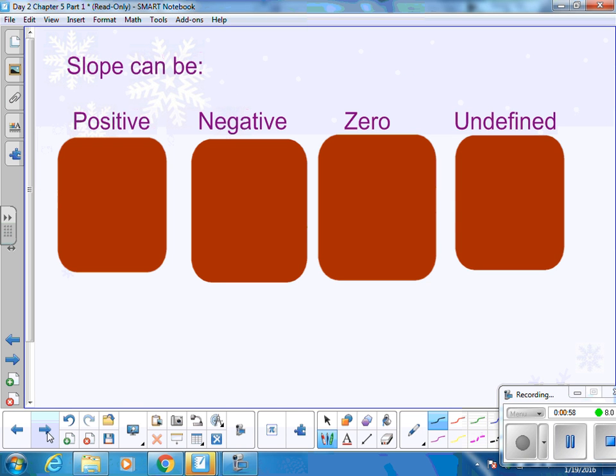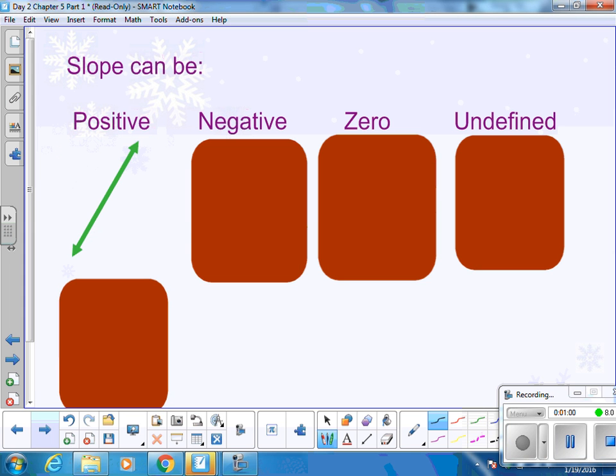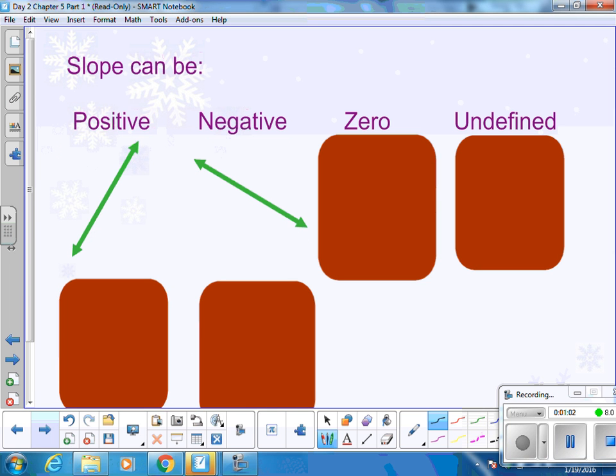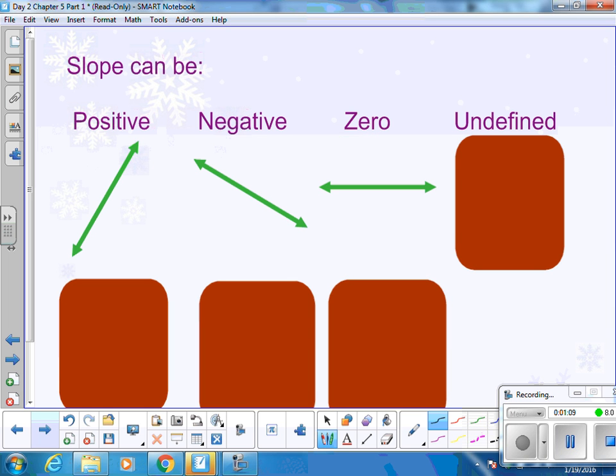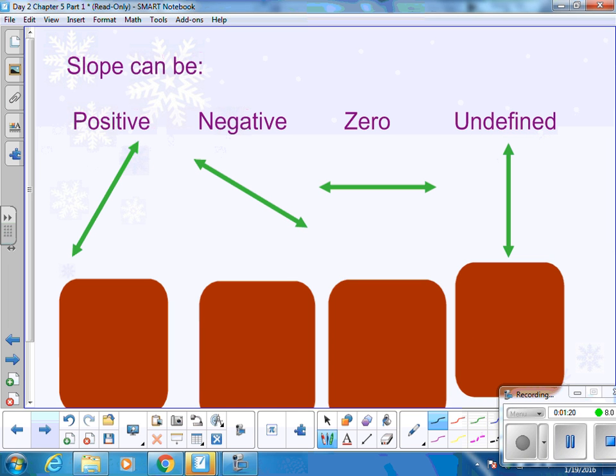Slope can be both. It can be positive, going up. Slope can be negative. As the graph moves from left to right, we can see that progression goes downward. It can be 0. A horizontal line where the slope does not move at all. There's no rise, but it does run. And it can also be undefined. That would be our vertical line.